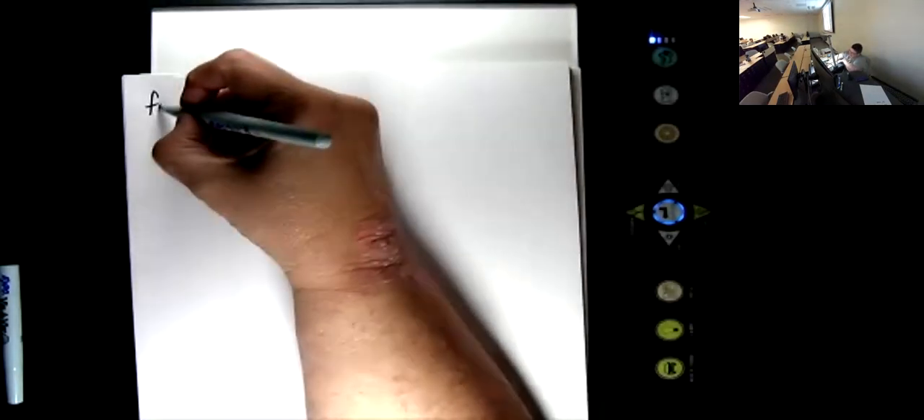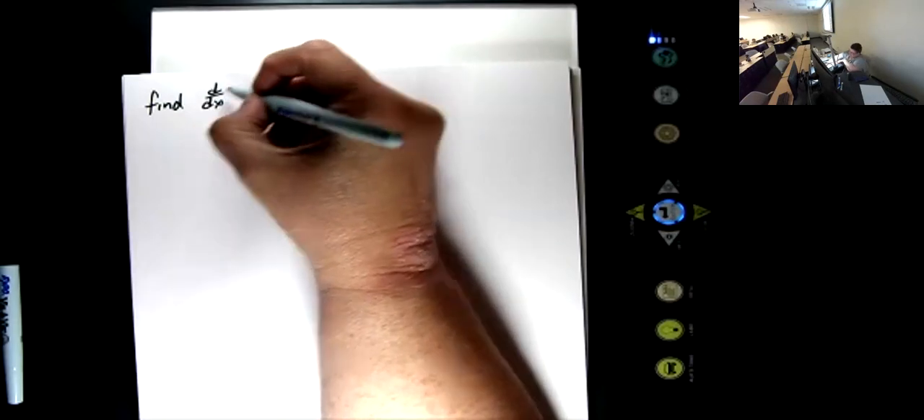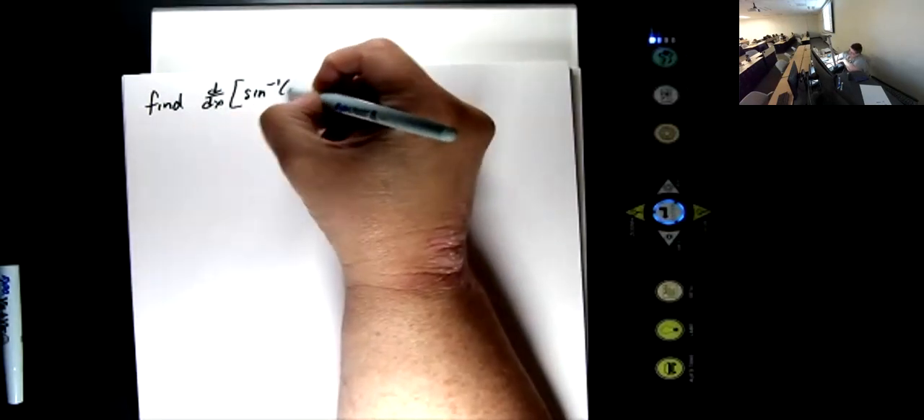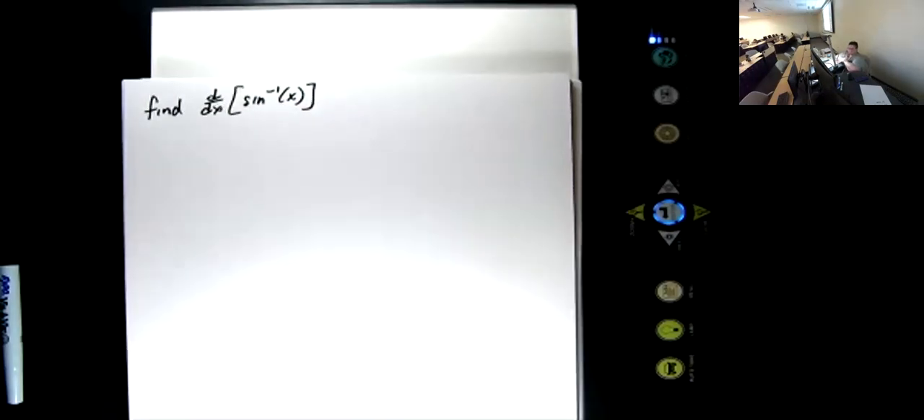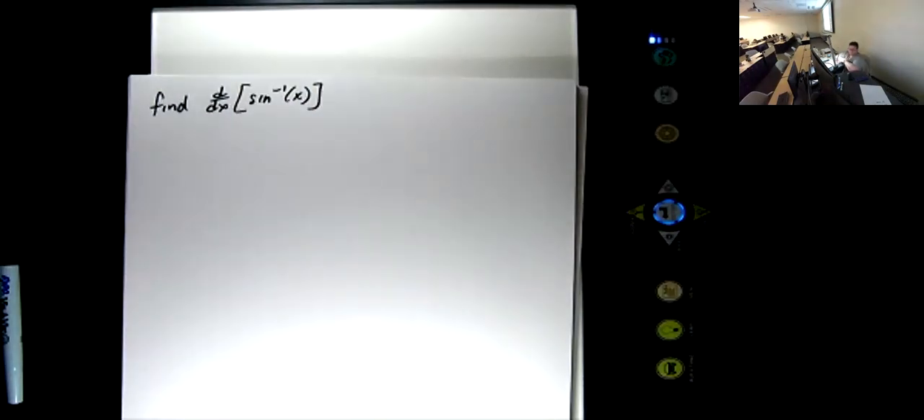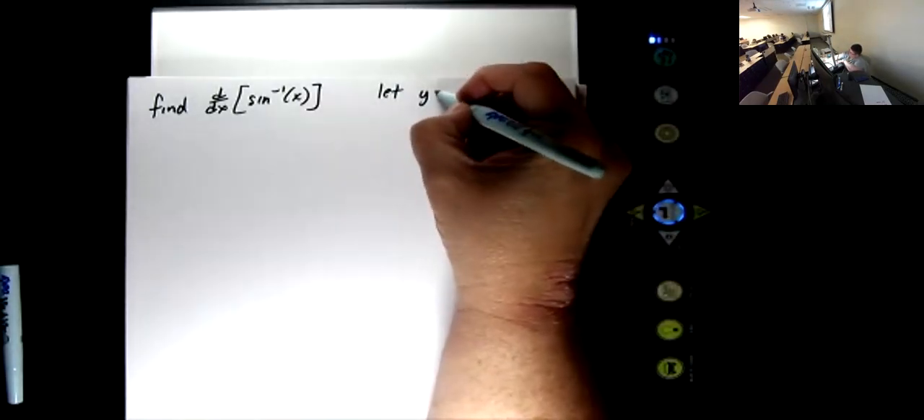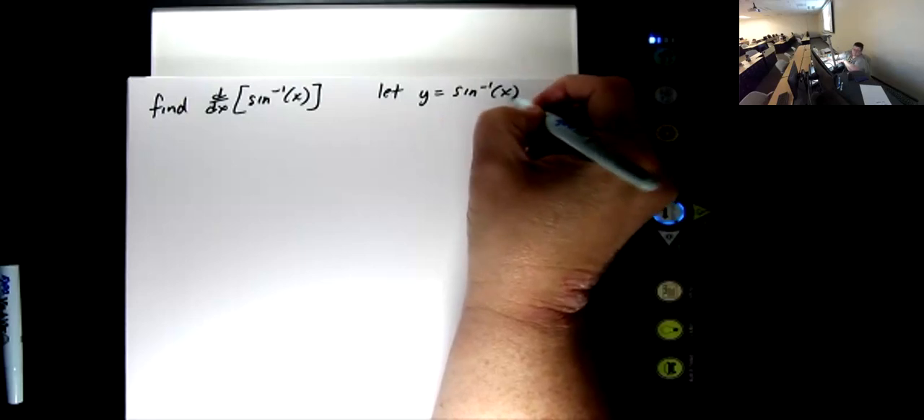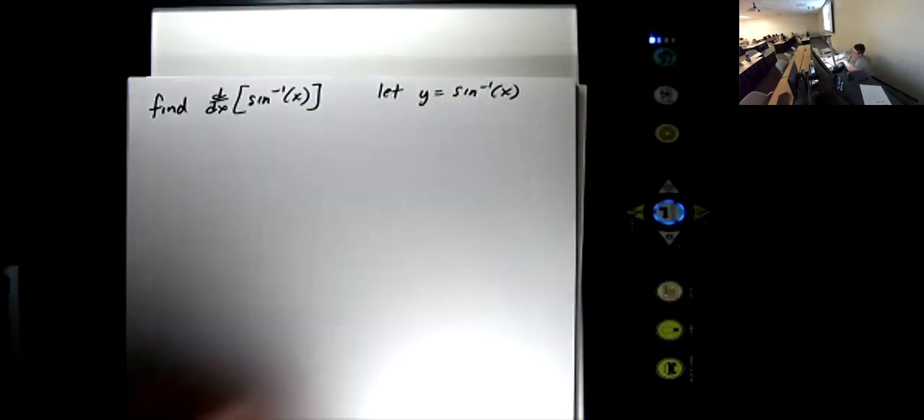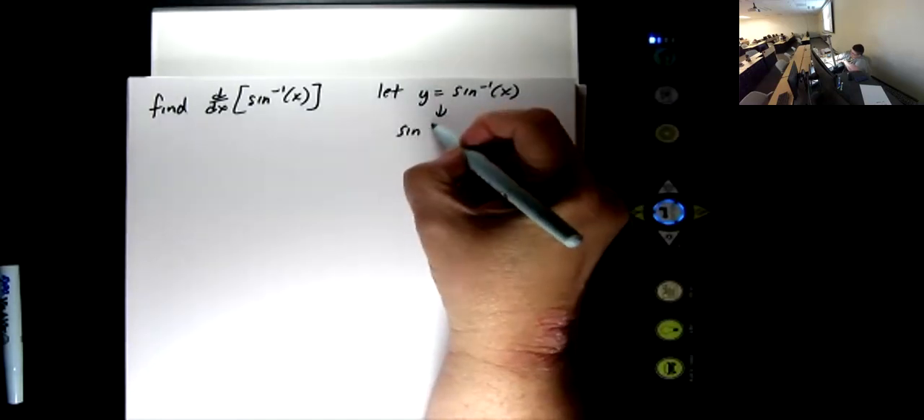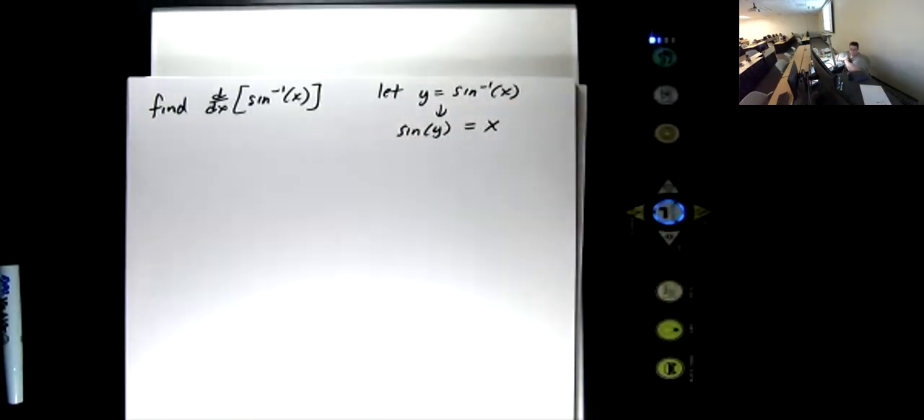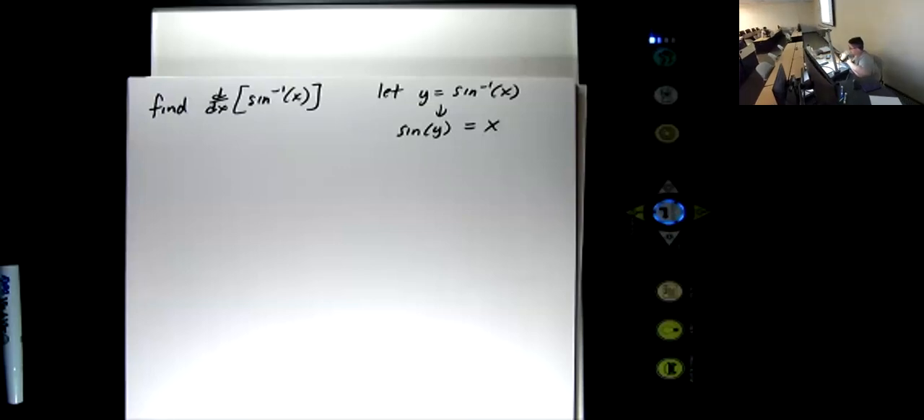Let's find the derivative of sine inverse x. So just like I did in the last one, I'm going to let that inside equal y. And if I do that, this means sine of y equals x. That's another way of writing it, or undoing it. They're equivalent.